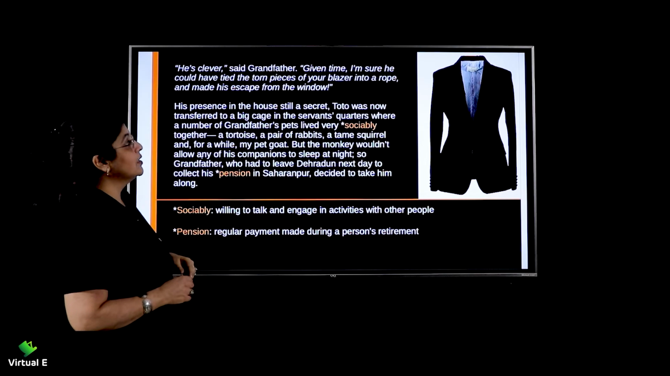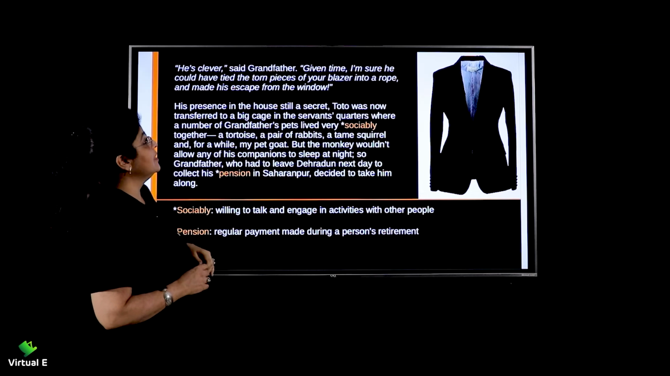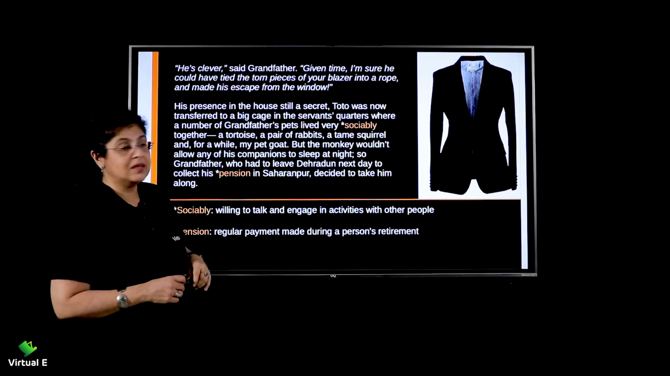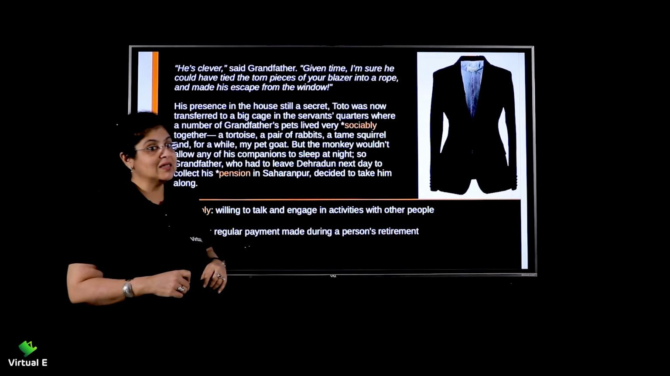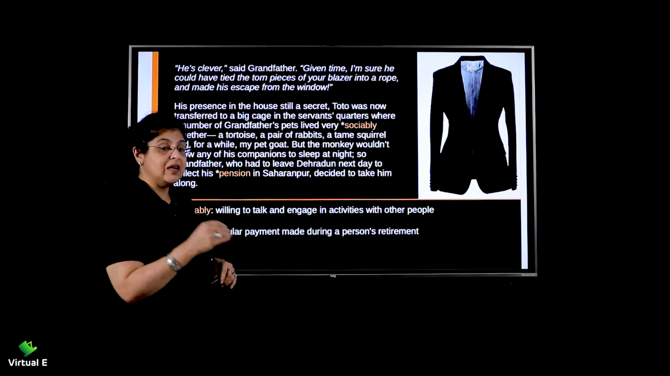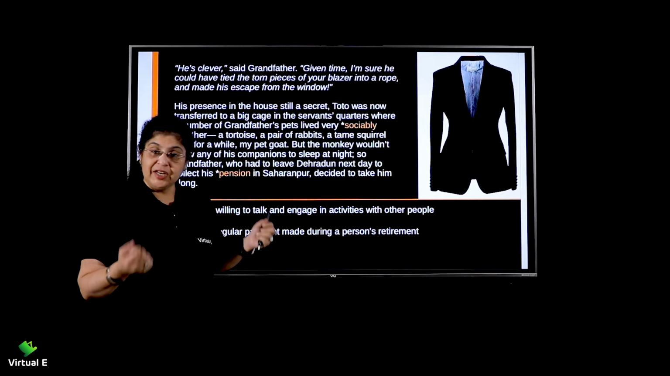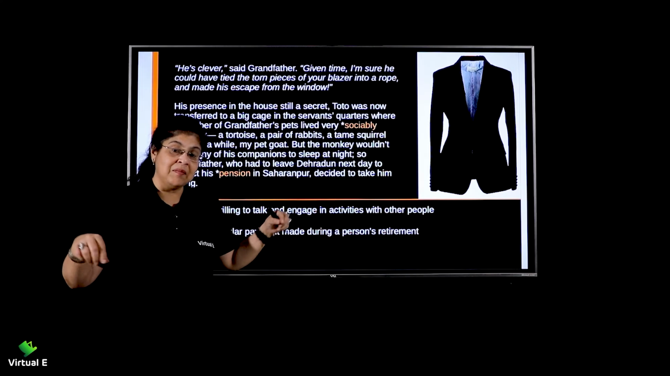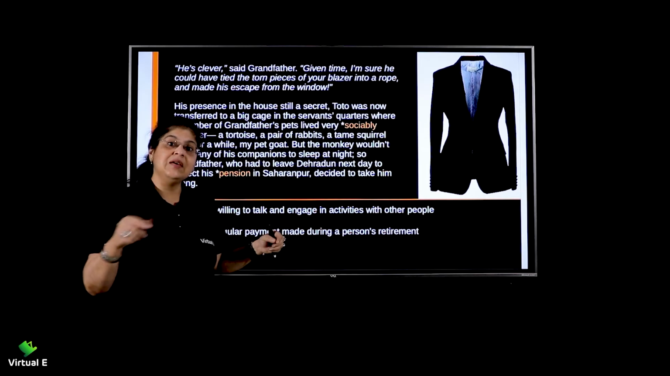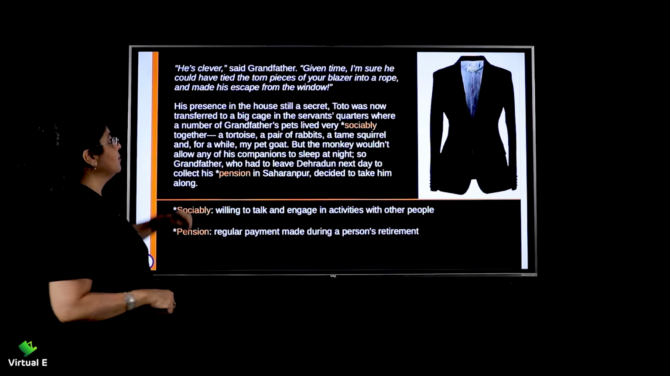He's clever, said grandfather. Given time, I'm sure he could have tied the torn pieces of your blazer into a rope and made his escape from the window. He says this monkey is really smart. If we hadn't come for a little more time, the blazer which he tore into pieces, he would have tied the pieces in and made a rope out of it, and he would have escaped from the window.